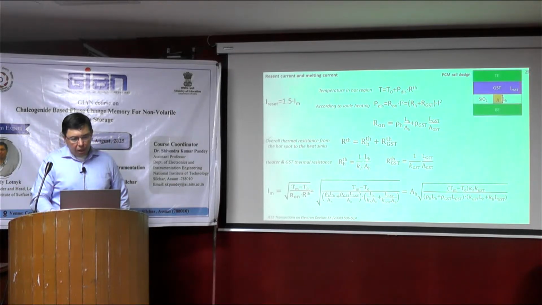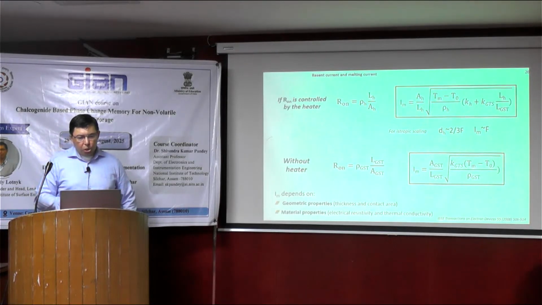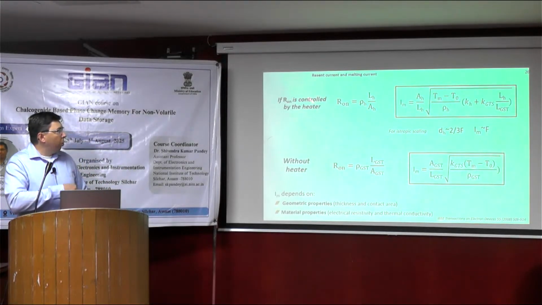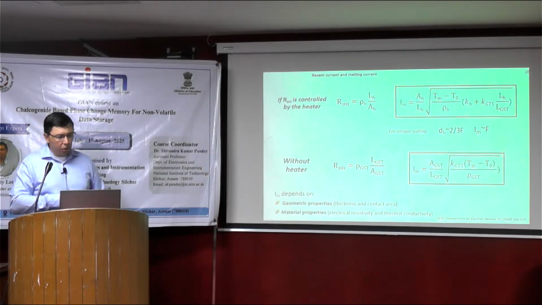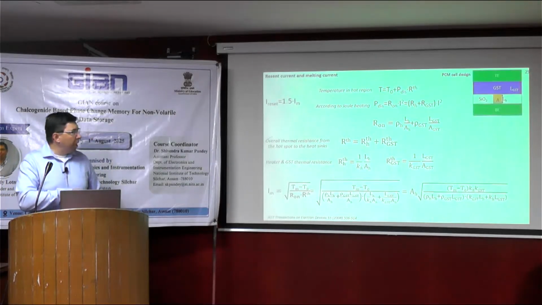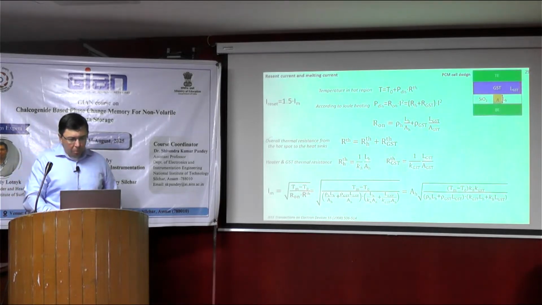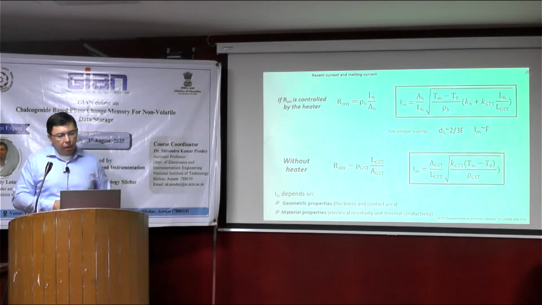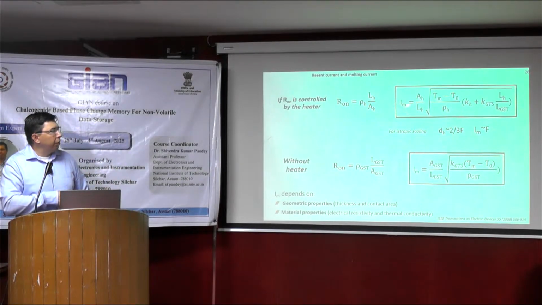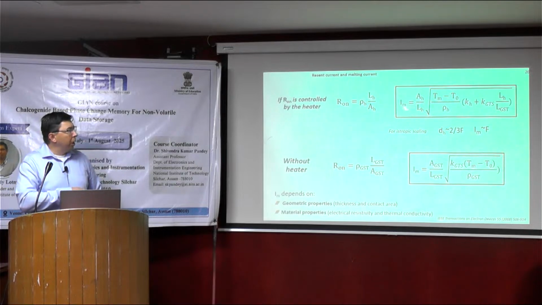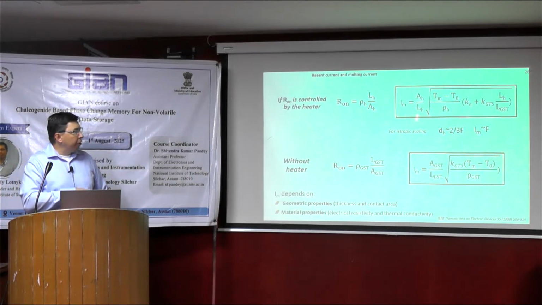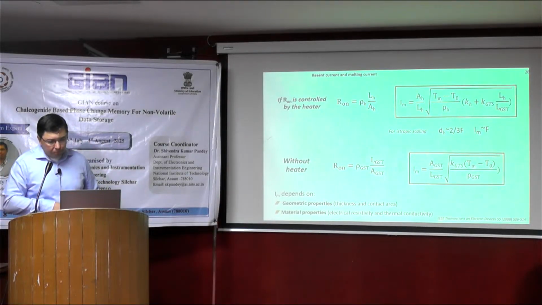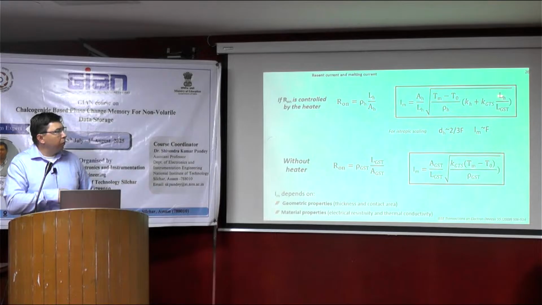Now let us make some assumptions. If the on resistance is controlled just by the heater, then we can neglect this term, which is related to the GST, and then we can get the melting current, which is a function of A and L of the heater, the resistivity of the heater, and K of the heater and K of GST.